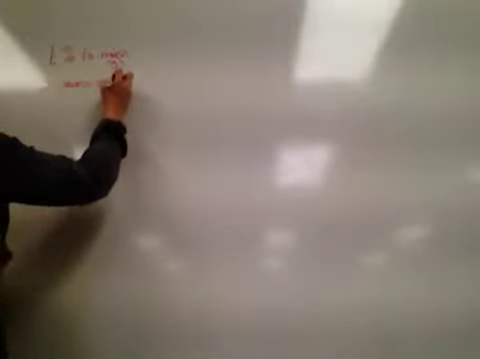Step two, mass to moles. I'm going to have to change my mass to moles. Step three, divide by small. And four, multiply so that I get a whole number.